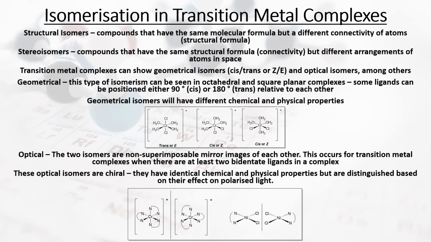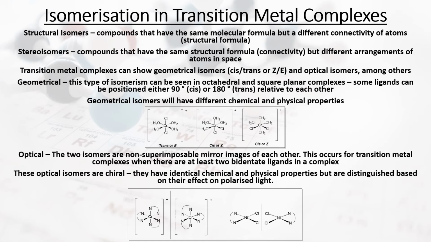But you can see here that this molecule has 3 bidentate ligands in. You can see that in the octahedral complex we have 3 of these bidentate ligands, and we form these non-superimposable mirror images.